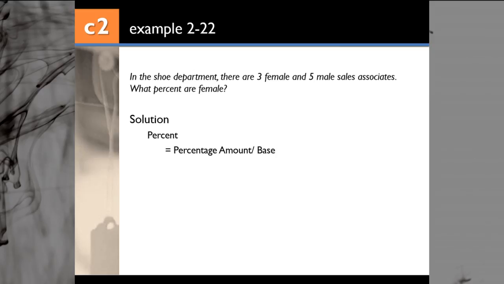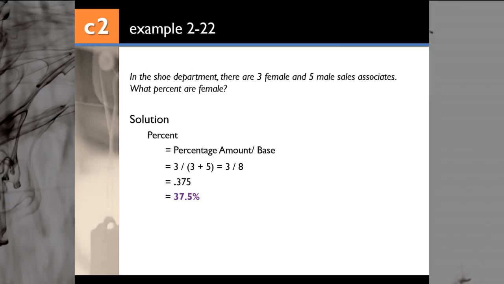So how many female associates? 3. And the base is not 5 or 3, but the total number of sales associates, which is 3 plus 5, that is going to be 8. So 3 divided by 8 is 3 over 8. And if you calculate that number, then you will get 0.375. You can also convert this to the percent sign. Then what you have to do, yes, you need to multiply by 100%. So that means 37.5%.